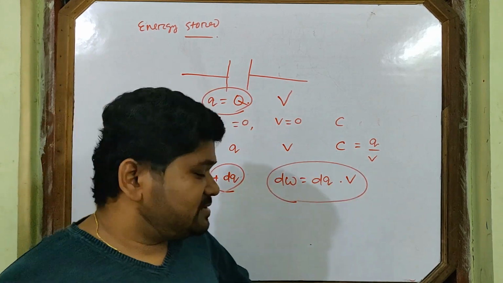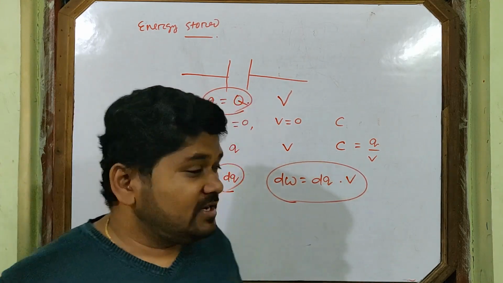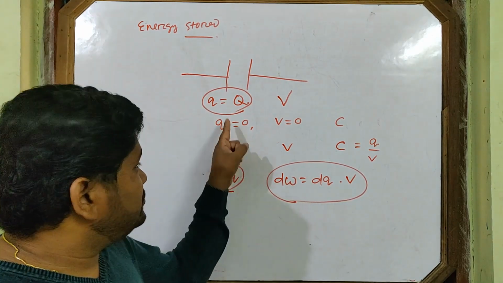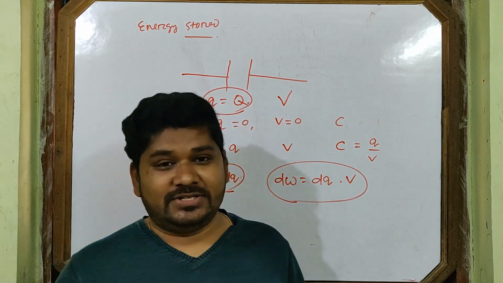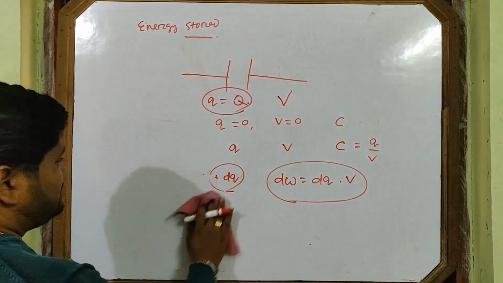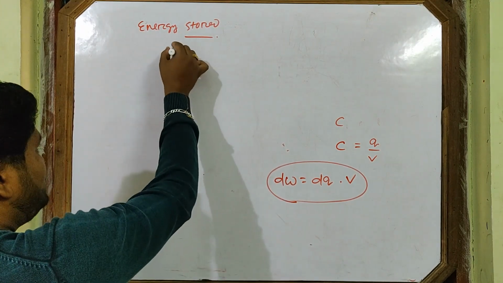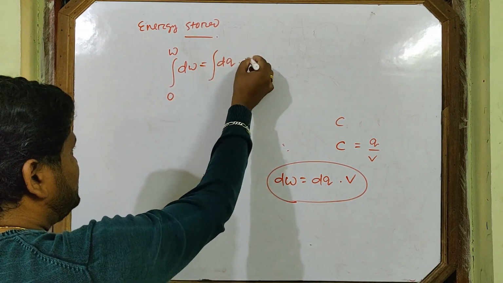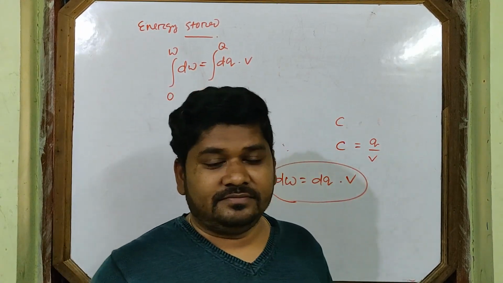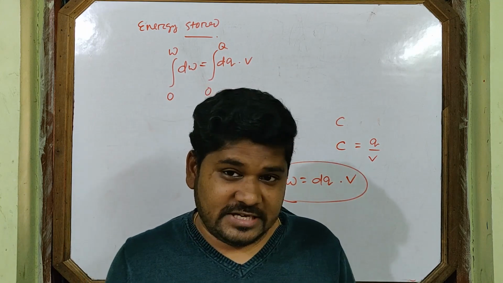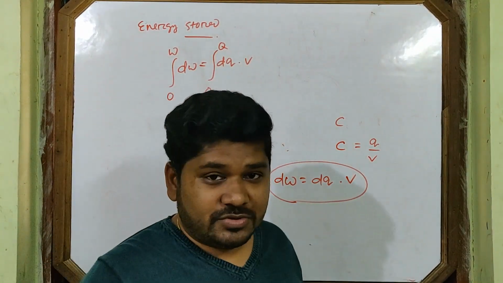So this is the work done to add a dq amount of charge. We will find the work done to add a capital Q amount of charge in total, starting from 0 to Q. How will I find it? I have to do integration. So integral of dW from 0 to W equals integral of dq into v from 0 to capital Q, because charge we have to add. Initially there is no charge, 0. Finally the charge is capital Q, so 0 to capital Q.